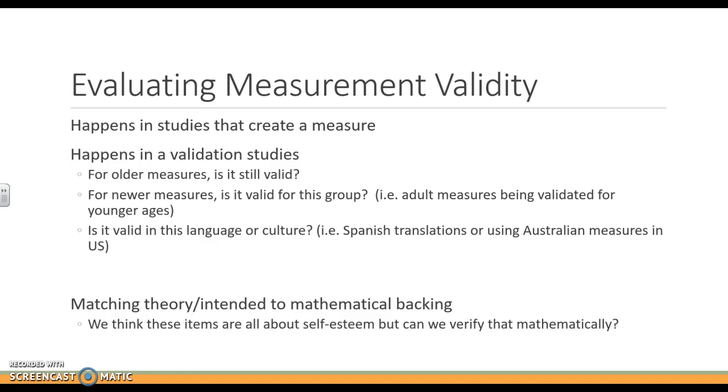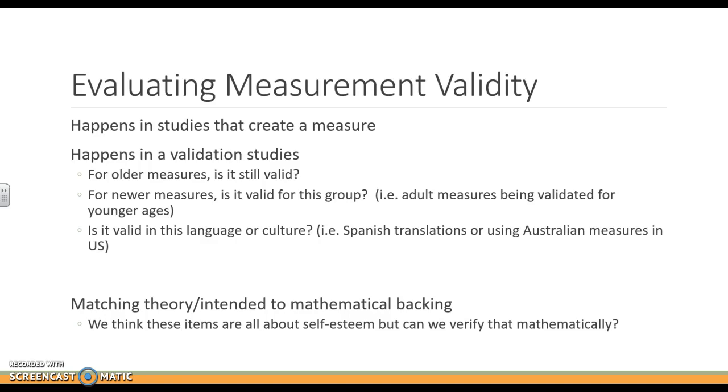Or newer measures could be validated for a different group. So if this measure has always been used in the business world, can it be used in education? Or a lot of times right now in education, this is happening by bringing adult measures and validating them for use with younger ages. It could also be a validation with a different language or culture. I've seen this done with Australian measures that we want to use in the US, and does that actually work? And also with a lot of Spanish translations. You can't necessarily just translate a survey and a measure into another language and it still work the same way.